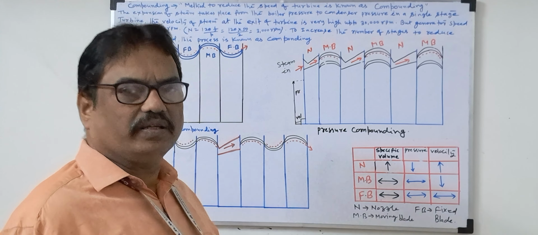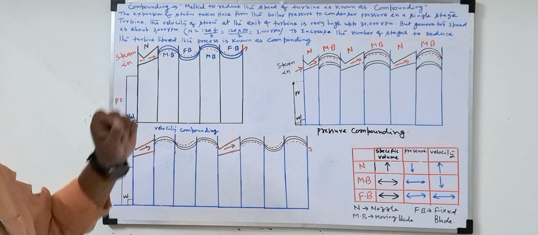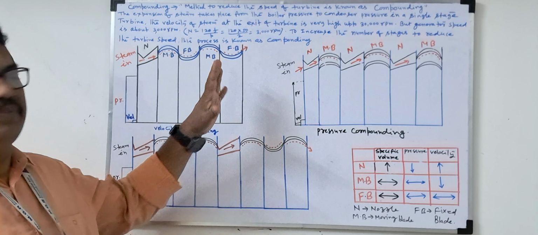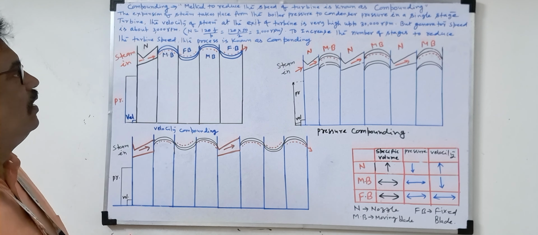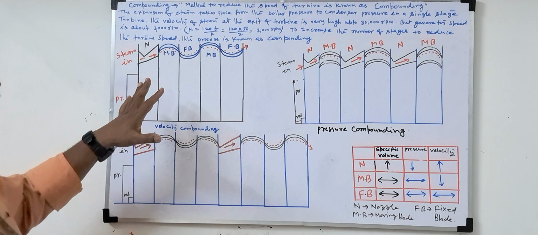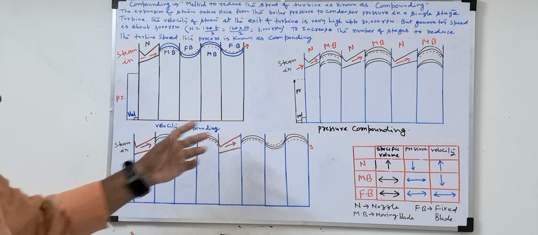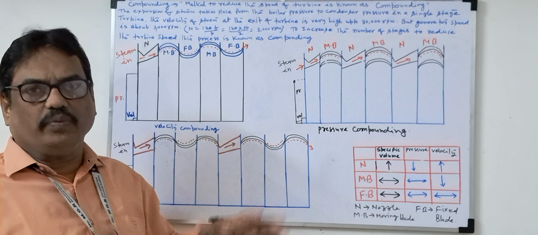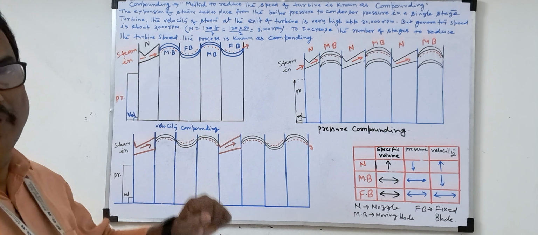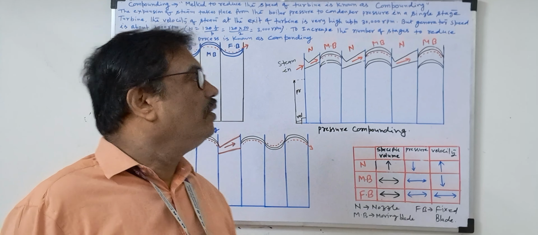Today I am going to discuss compounding, which belongs to the steam turbine chapter. There are three types of compounding: pressure compounding, velocity compounding, and a combination of these two. First we have to know what compounding is and why we use it.